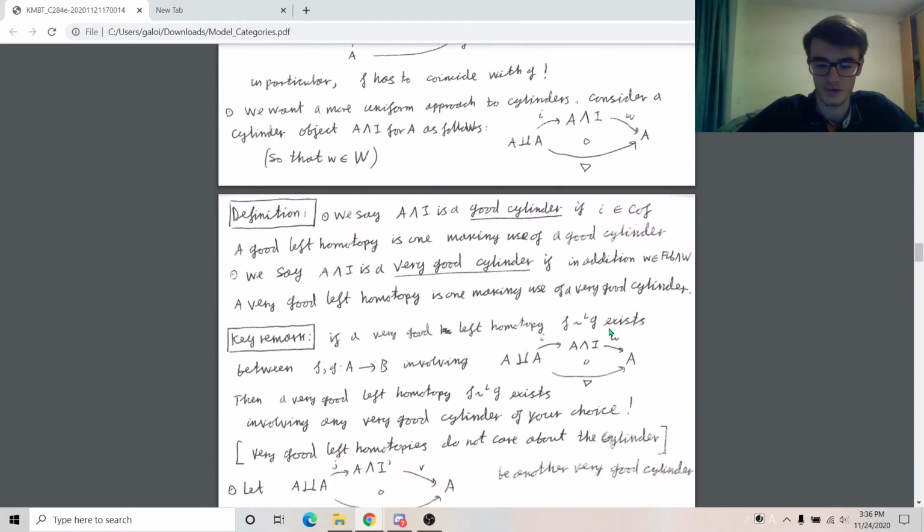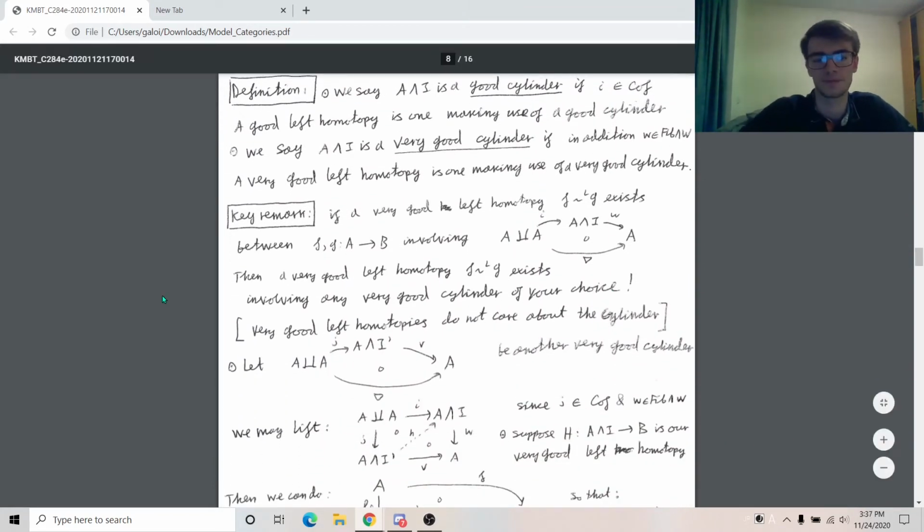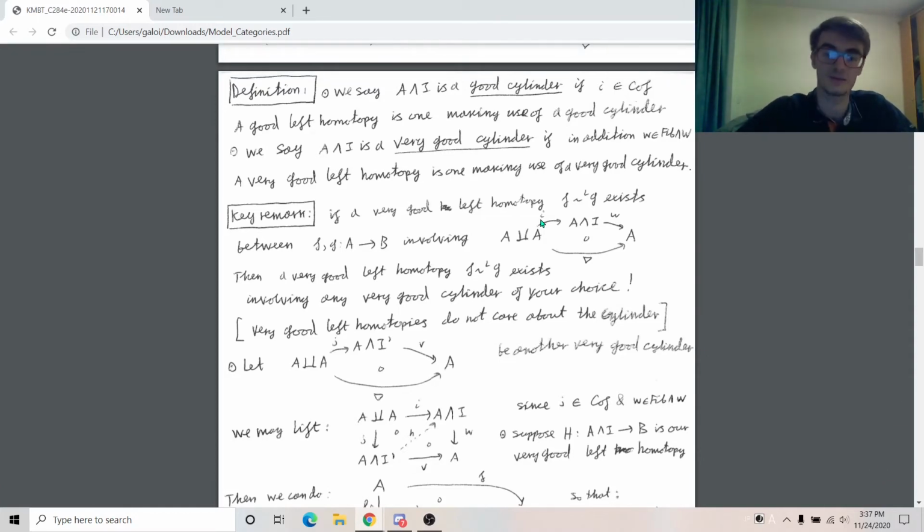And I will define what I mean by a nice cylinder. So we say A ∨ A → I is a good cylinder if you look at this diagram here, where we define the cylinder A ∨ A → I → A, if I is a cofibration. And a good left homotopy is a left homotopy involving a good cylinder. And we say A ∨ A → I is a very good cylinder if also W is a fibration. And a very good left homotopy is a left homotopy making use of a very good cylinder.